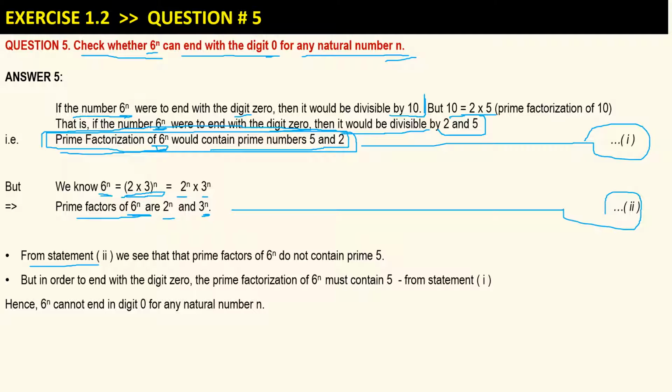From statement number 2, we see that the prime factors of 6 raised to power n do not include the prime number 5. But in order to end with the digit 0, the prime factorization of 6 raised to power n must contain number 5. And this is what we have found from our statement number 1. So we can clearly say that 6 raised to power n cannot end with the digit 0 for any natural number n.